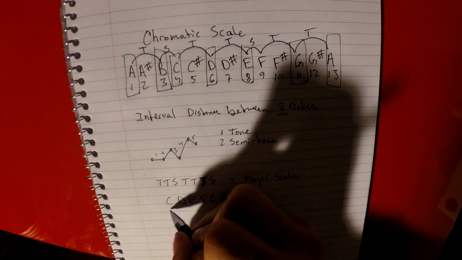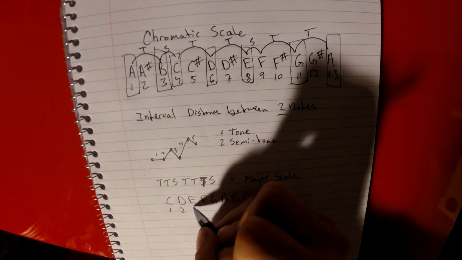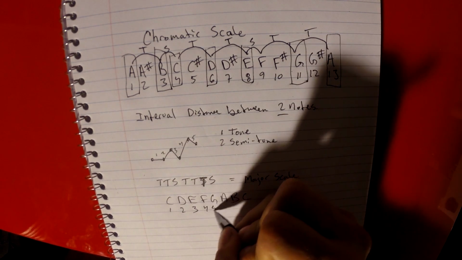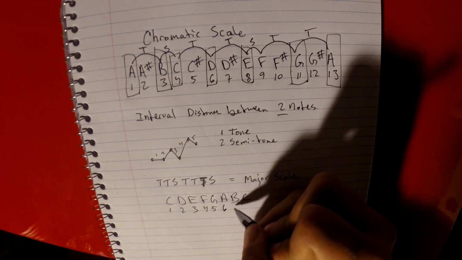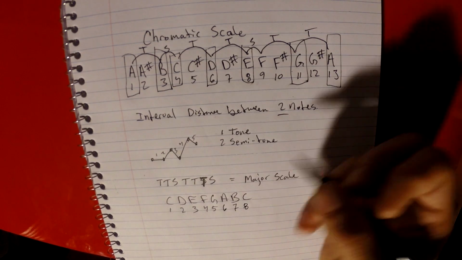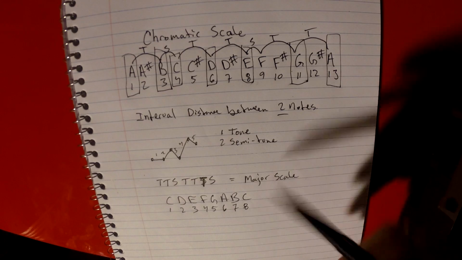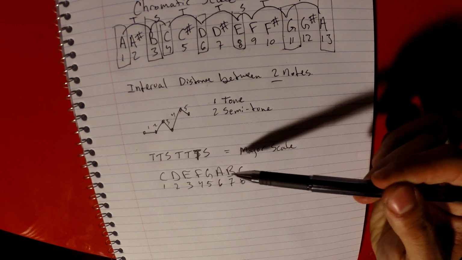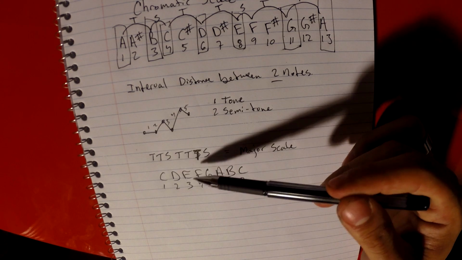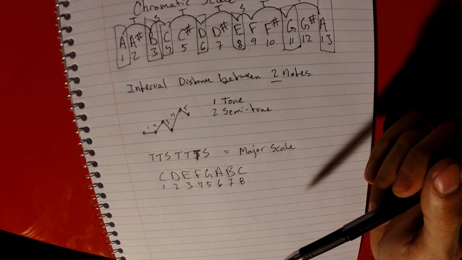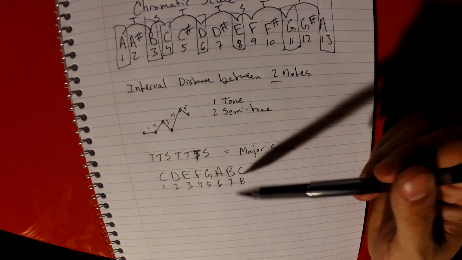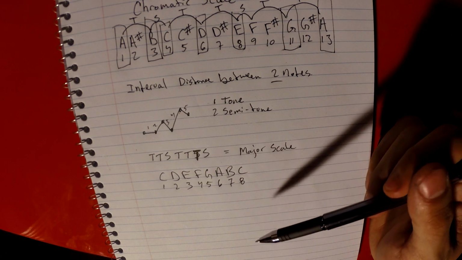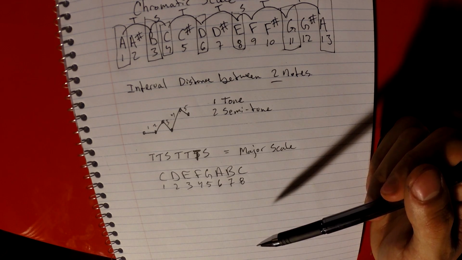If we want to number our notes, we can get our scale degrees, and essentially this is how you get the do, re, mi, fa, sol, la, ti, do, ti, la, sol, fa, mi, re, do. That would be the distances and the pitches or the intervals of the major scale.